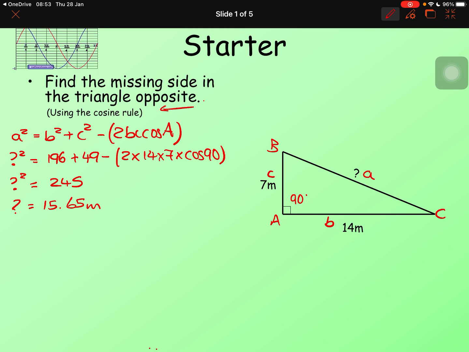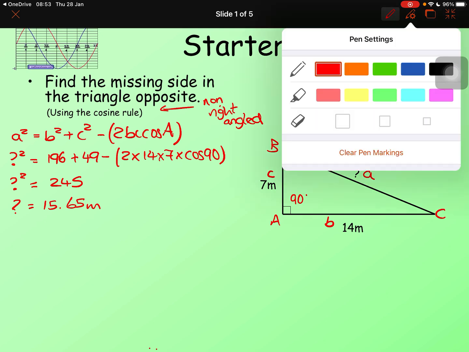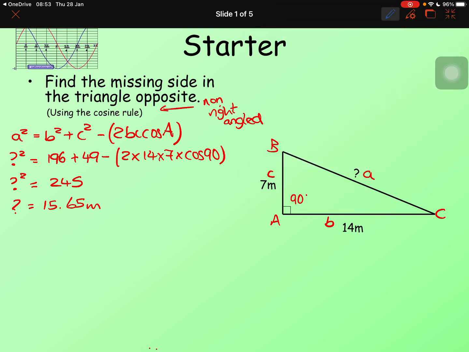Now, there is another way we could do this, and we normally use the cosine rule if it's a non-right angle triangle. Now, what we've actually got is a right angle triangle here because we know it's 90 degrees. Therefore, if we're finding a missing side of a right angle triangle, we can always use Pythagoras instead. Okay, so some of you may well have spotted that and used Pythagoras instead.